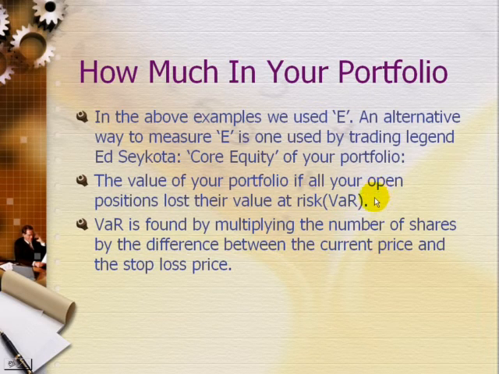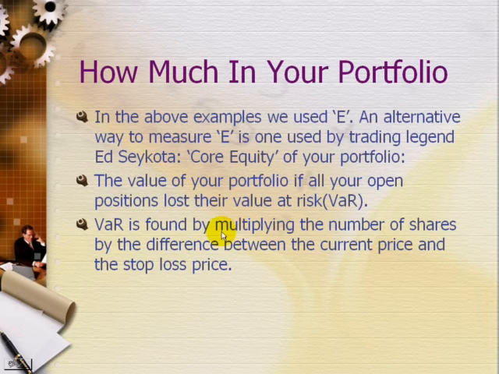You would say you've got 450,000 as E. That's your core equity. It's the amount after you've lost all that you could lose. The value at risk is found by multiplying the number of shares by the difference between the current price and the stop loss price, obviously. That's what tells us how much we could lose.